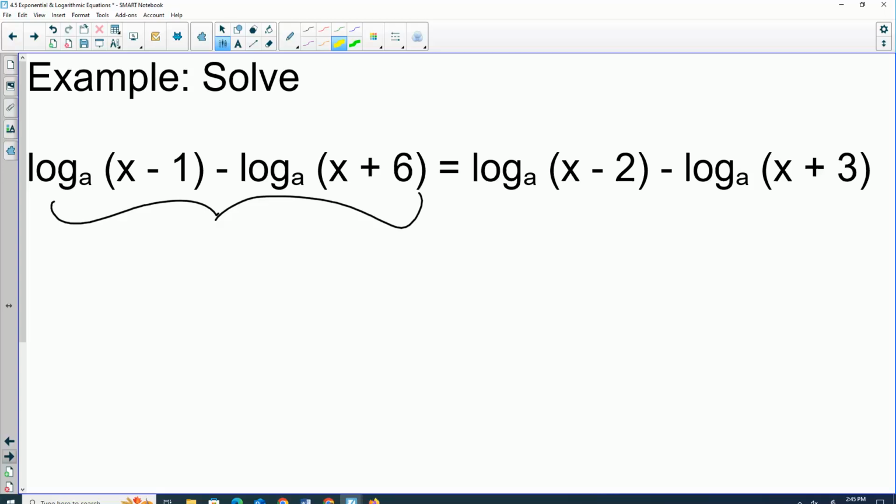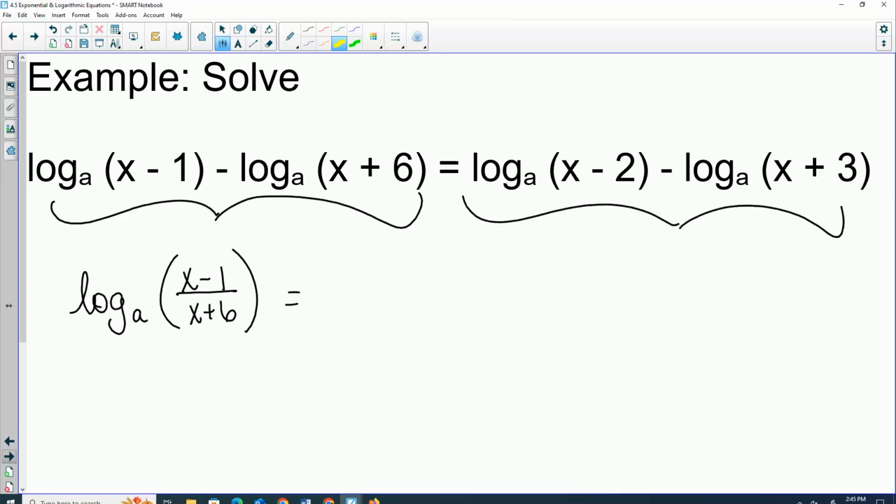Two logs being subtracted. If they're subtracted, how do we combine them? So x minus 1 over x plus 6. So I combined my left-hand side. If I look at the right, 2 logs being subtracted, so we can divide them. x minus 2 over x plus 3. Now, since we have 1 log on each side, we can just drop it.